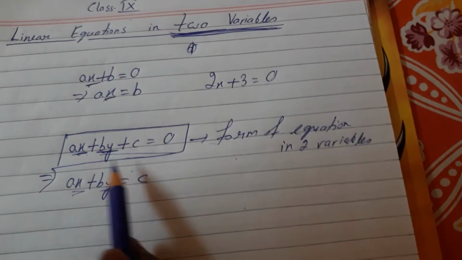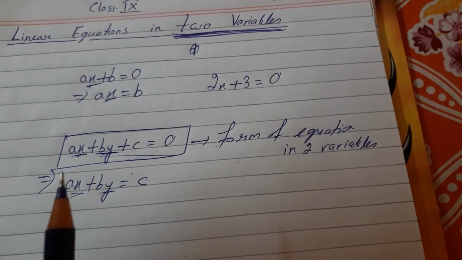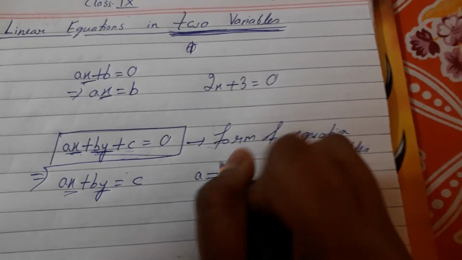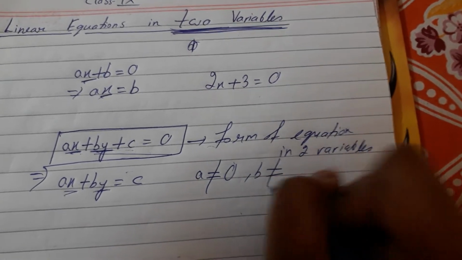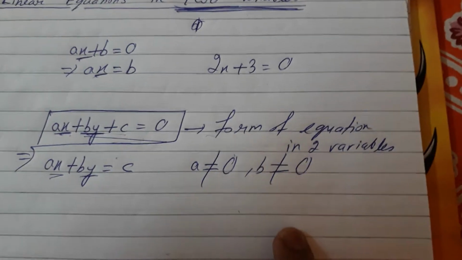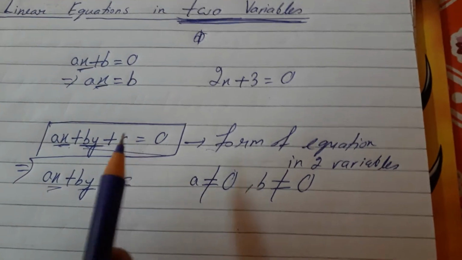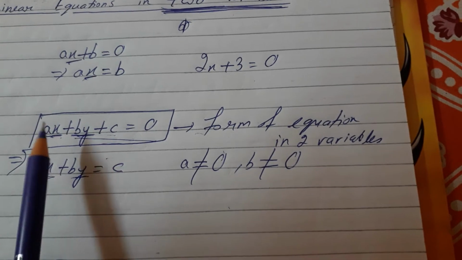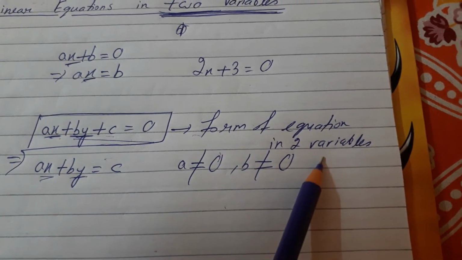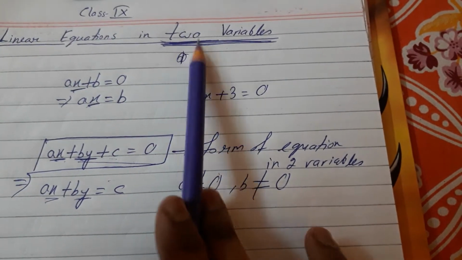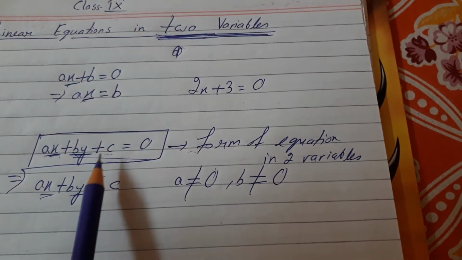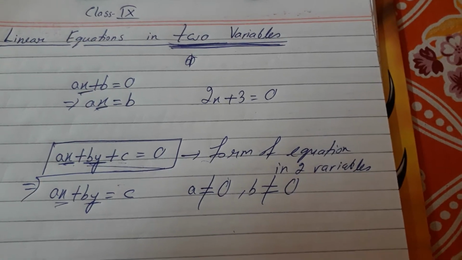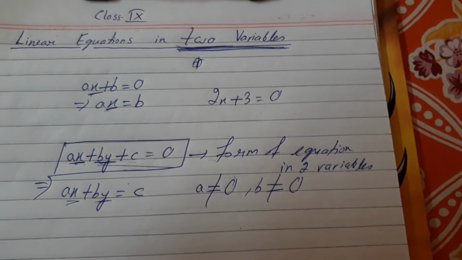Now see, a, b, c are real numbers. a will not equal 0 and b will also not equal 0, and c can be 0. So a, b, c are real numbers and x and y are the two variables. This is all about the introduction of this chapter. So let's start the sums.